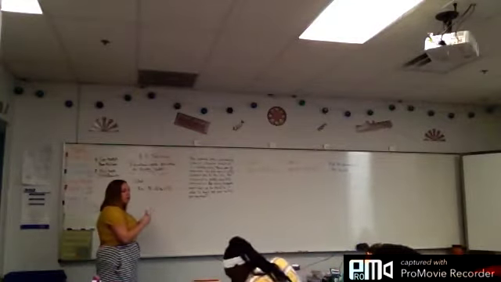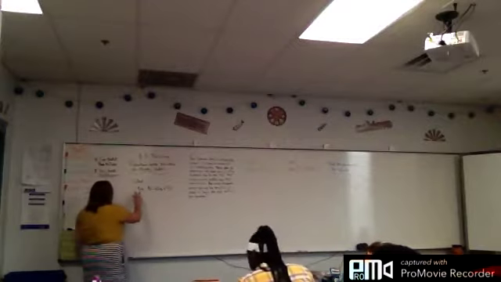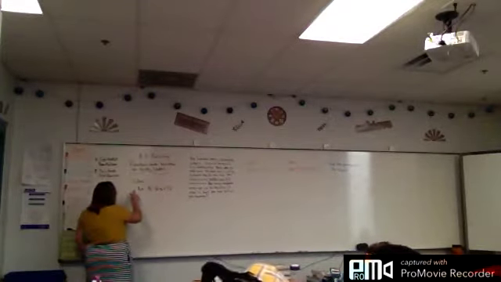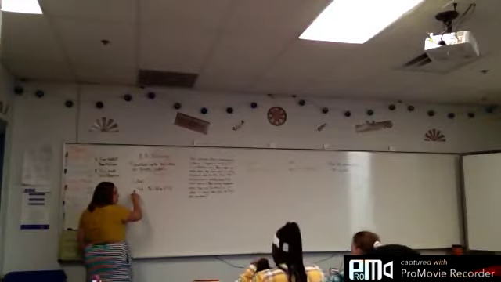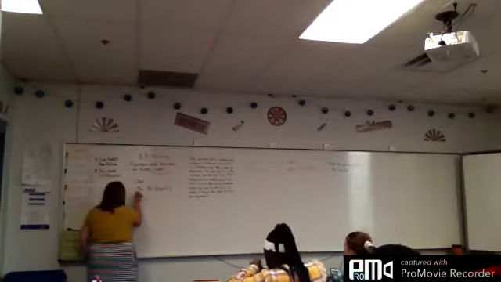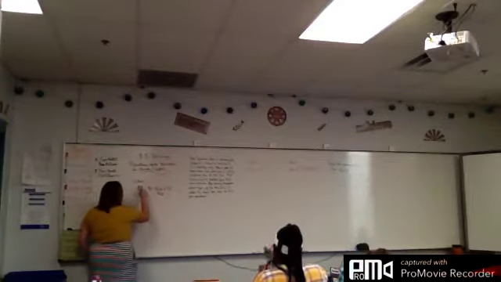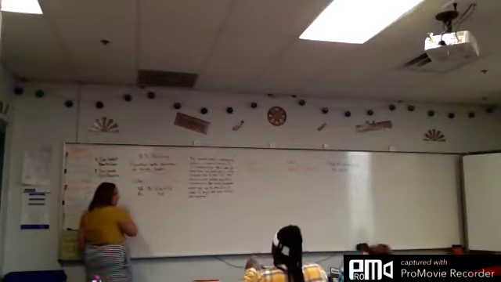How do I get 7n over here? What do I have to do? Add, because this is already positive, so I have to subtract. So I'm gonna subtract 7n from this side and subtract it from that side. Here it cancels, yes?